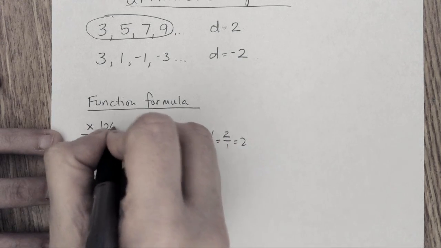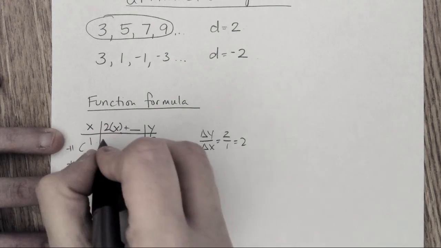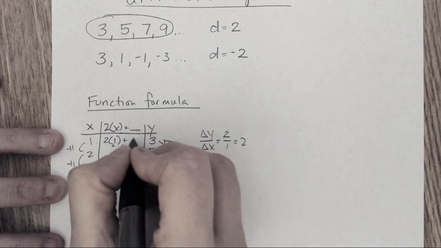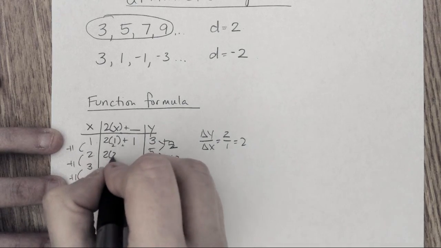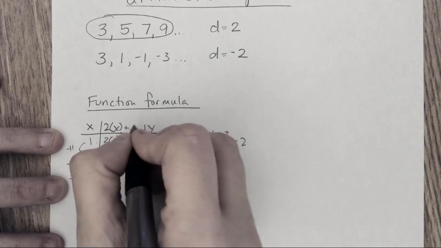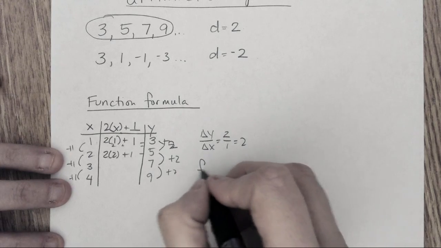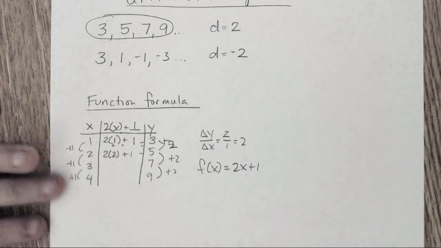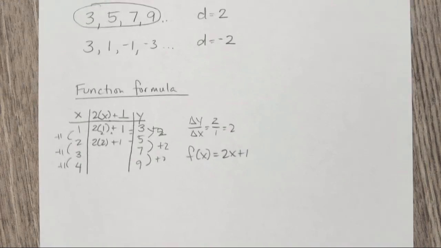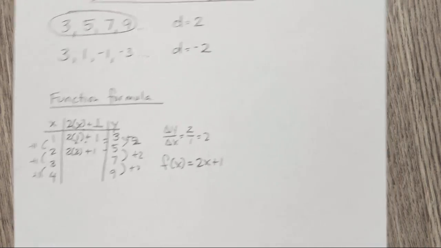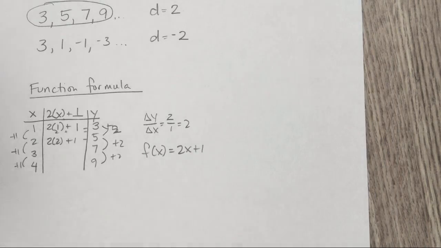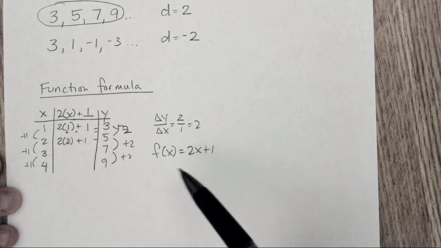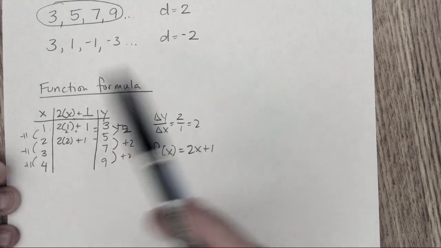So that means 2x plus something equals y. 2 times 1 is 2, plus what equals 3? 1. Now we try it again: 2 times 2 plus 1 equals 5. So my function formula would be y equals 2x plus 1. That's what you're used to doing, finding a function. I may be calling it wrong by calling it the function formula, but that's what I'm calling it because this is a formula in function notation. And this is the process that you have done up until now.